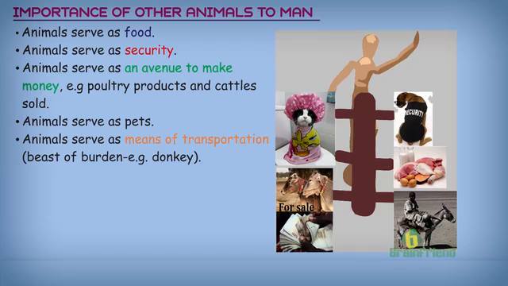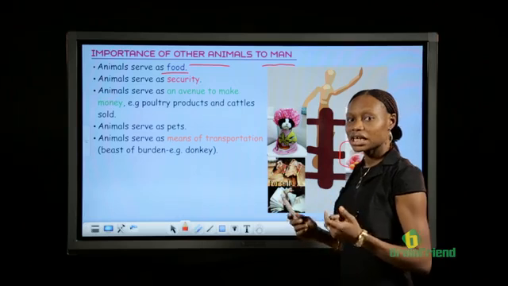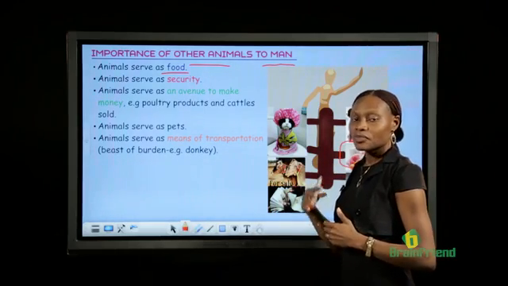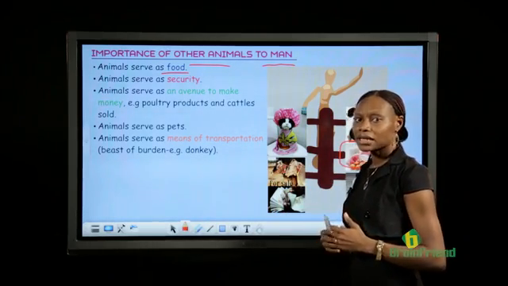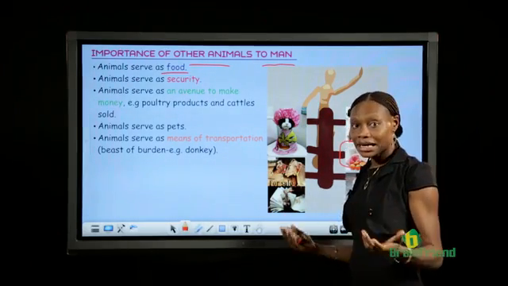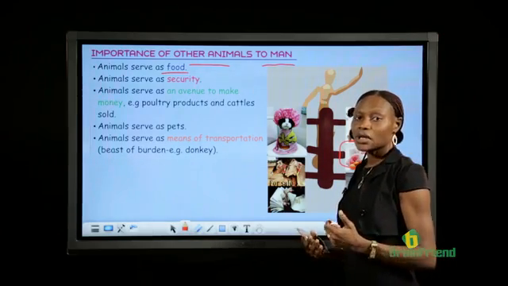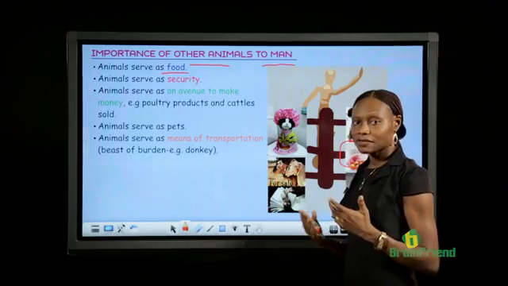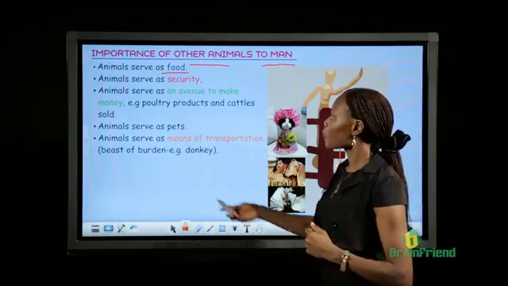Let's also look at the importance of other animals to man. Animals serve as food to man. Fishes, beef, chicken, they all are animals. They serve as food to man. Even some products from these other animals serve as food, like eggs from chicken, milk from cows. These serve as food to man.